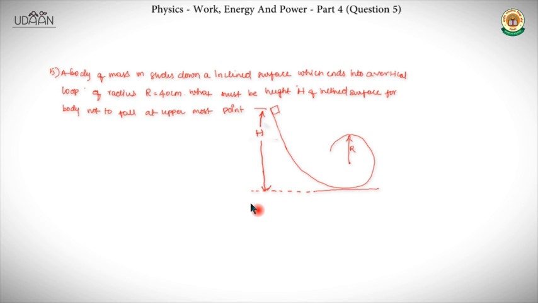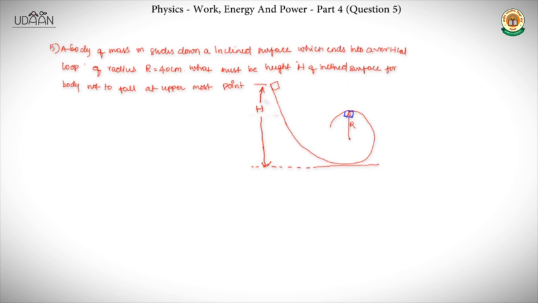Now students, we are asked to find the height h with which the inclined surface should be aligned so that when the body approaches the uppermost point of the loop, it should not go out and fall. Now Lakshman shows how to solve this problem.